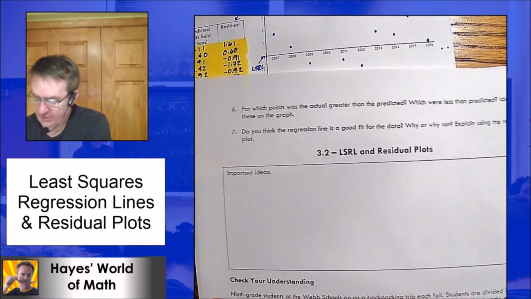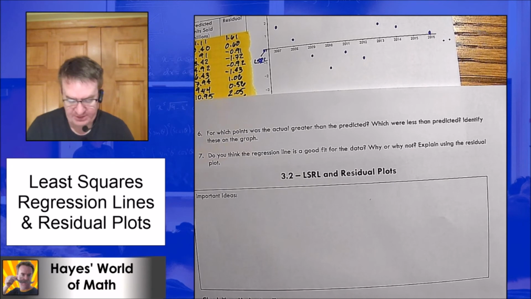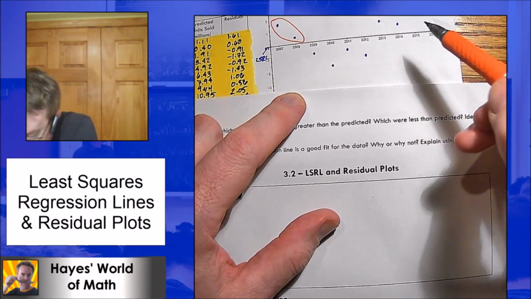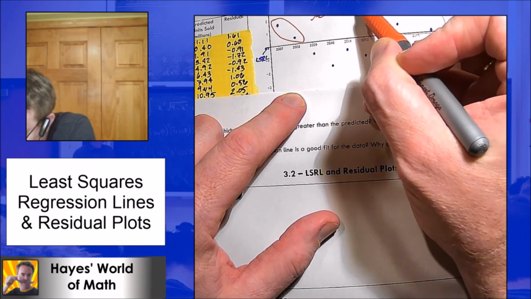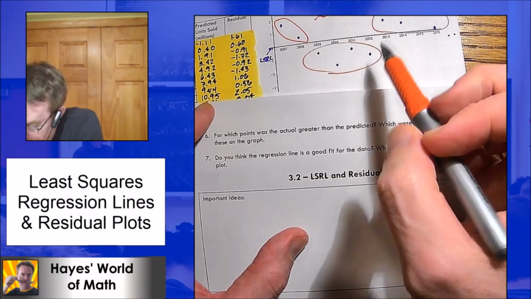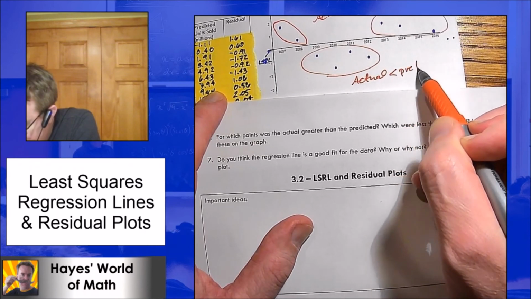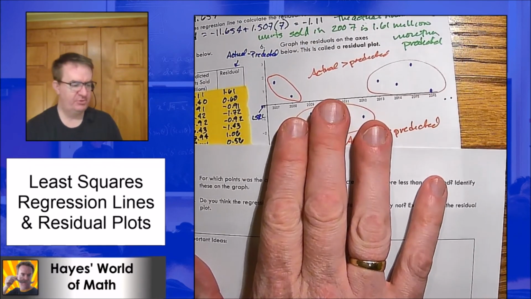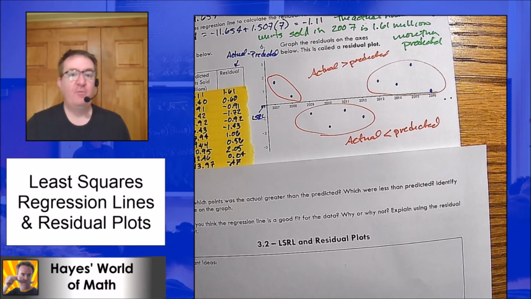Okay, so over here in question 6 on the next page, for which points was the actual greater than predicted? So where was that? That was here, and that was over here. So these were actual bigger than predicted. And this is where things were less than predicted. Why is that important? Whoa, somebody should have yelled, I'm sorry. Why that's important is it gives you an idea of whether or not it's a good fit.